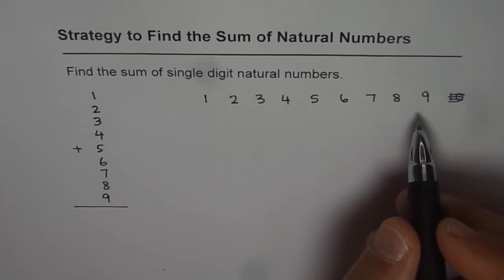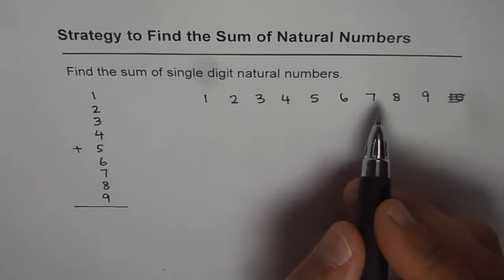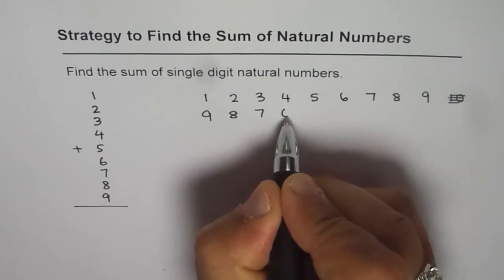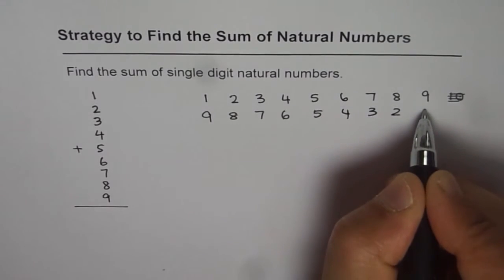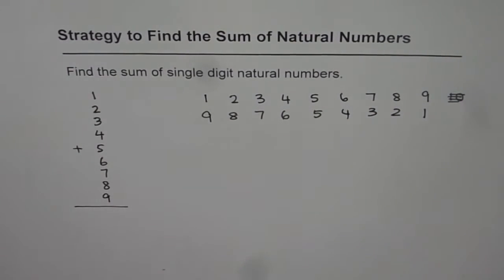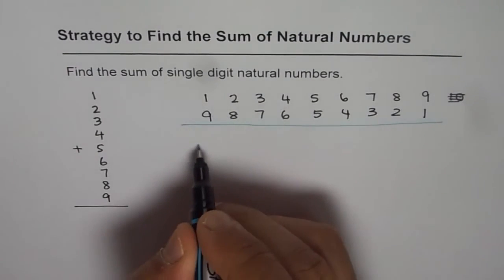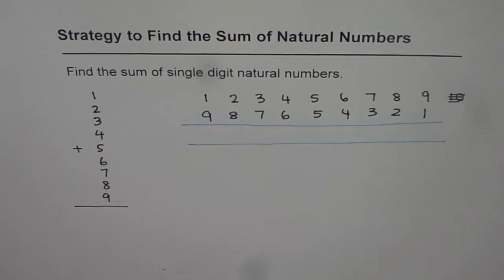But this time what I will do is, I'll write them in the reverse order. That is, I'll write 9, 8, 7. Let's go backwards. 9, 8, 7, 6, 5, 4, 3, 2, 1. Okay, so I'm adding these numbers 2 times. Of course, when I add them 2 times, my sum is going to be twice, right? I have to half it, correct, to get the right answer.